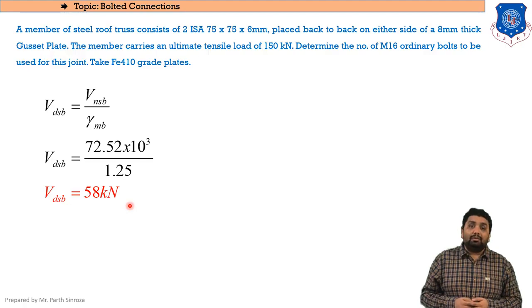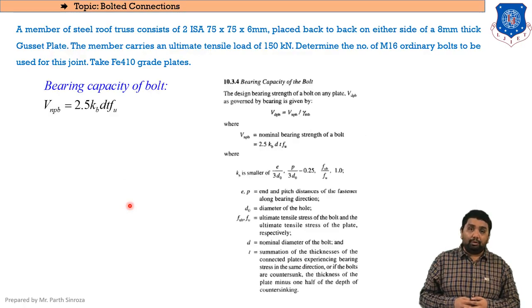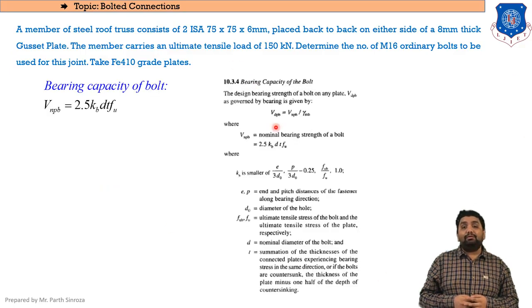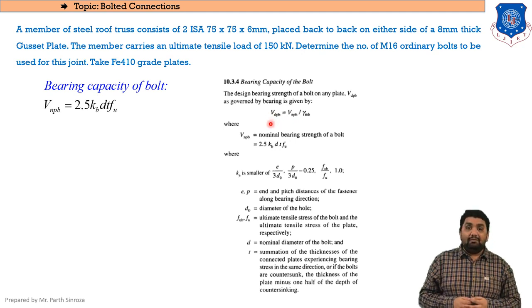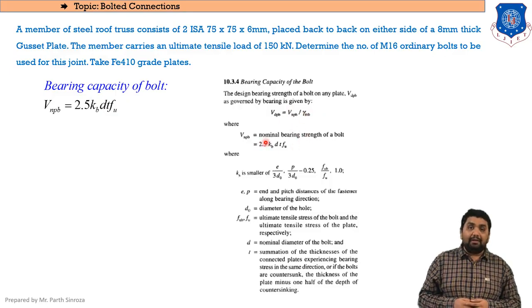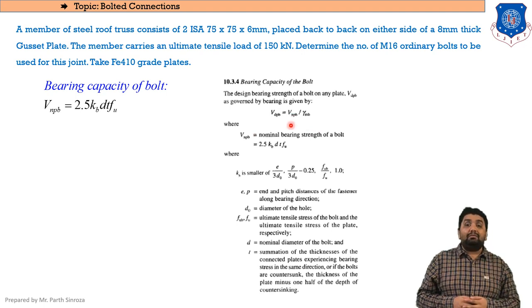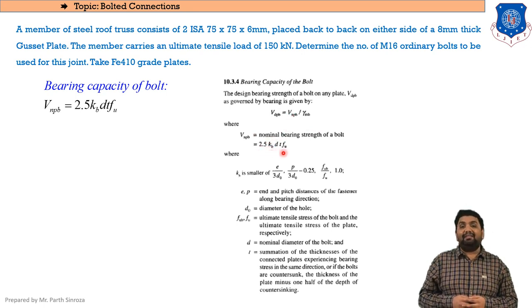Clear? So next we will be finding the bearing capacity of bolt, and to find the bearing capacity of bolt, we will solve this equation in your code, that is page number 75, clause number 10.3.4. We will be solving the equation for VDPB, and the equation for VDPB is VNPB upon gamma MB. Gamma MB again is the factor of safety, which we will be taking as 1.25. Clear? So for that we will be solving VNPB, and the equation for VNPB is 2.5 kb d t fu.